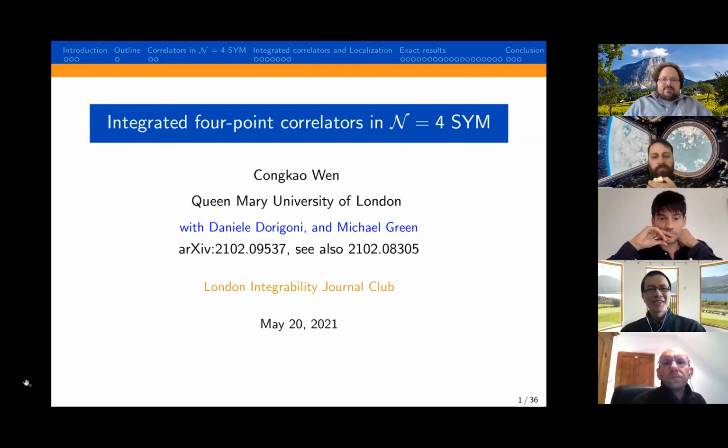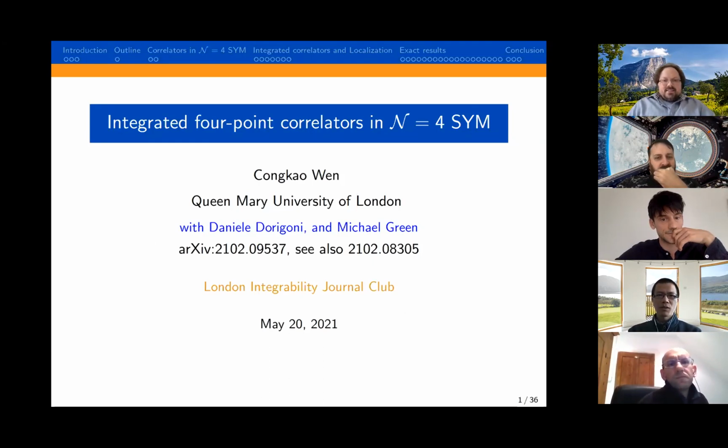I guess you will see that I'm not going to talk about anything about integrability. But anyway, I will talk about integrated 4-point correlation functions in N=4 super Yang-Mills. The talk is mainly based on this paper. We also summarized some of the main results in this short one. This work is done in collaboration with Daniele Dorigoni from Durham and Michael Green from Cambridge and Queen Mary.